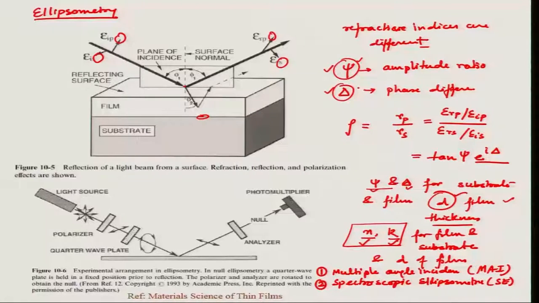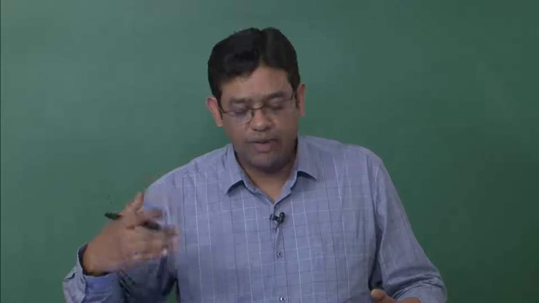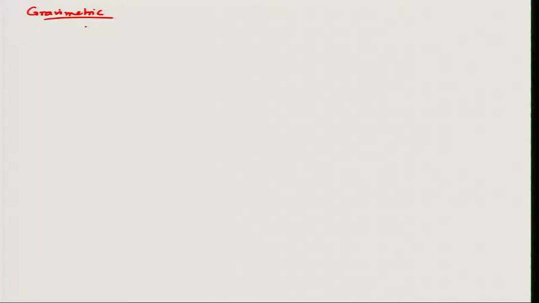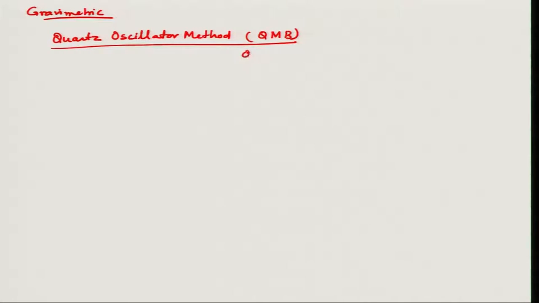You can also use some gravimetric method, where you see how much mass of the material is being deposited, and correlate that to film thickness. Now, this particular method is called the quartz oscillator method, or quartz microbalance, QMB, quartz microbalance.